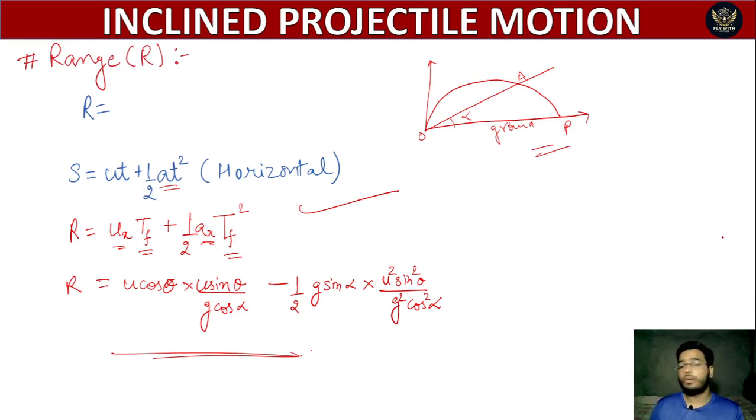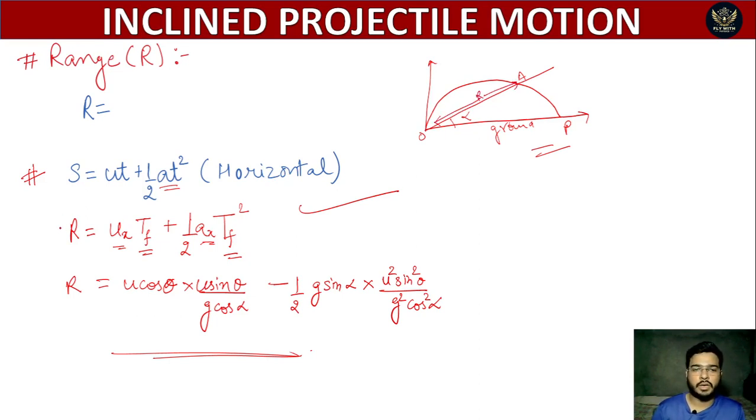Now how to derive the range? This is the old method. That time we also used s equals ut plus half at square in the horizontal direction to calculate the range. So we will do the same in the horizontal direction. So what will we get? Now see, in the horizontal direction, s is just this one range, which is OA.